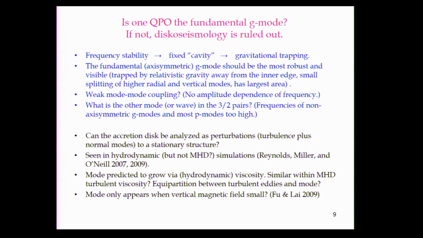The basic mystery is here. What is the other mode in the 3 to 2 pairs? We believe the G mode is the 2. What is the 3? I don't believe anybody has a good idea for this. So there are various ideas, and I'll show a simulation in a minute. We're studying the effects of magnetic fields on the mode trapping, first studied by Fu and Lai. They indicate a vertical magnetic field may untrap the modes if it's large enough. But from our recent work, it's no longer clear.